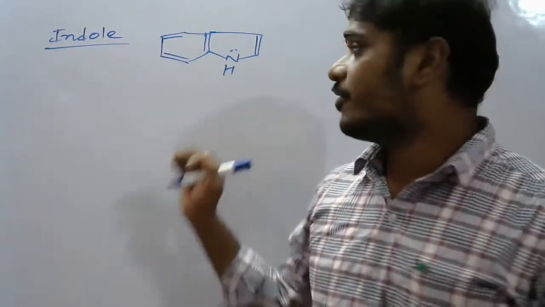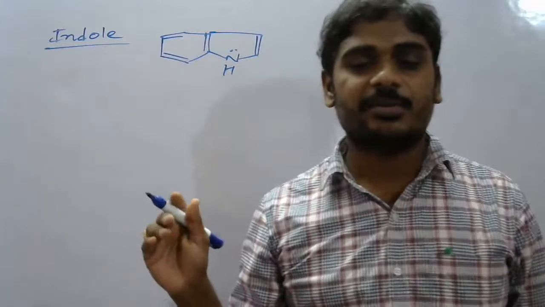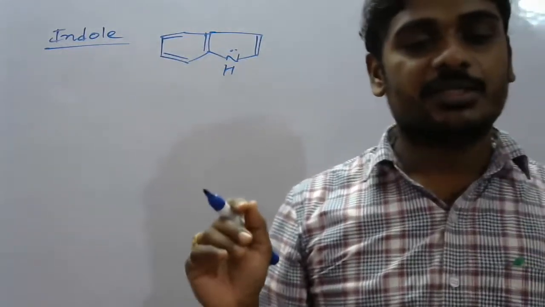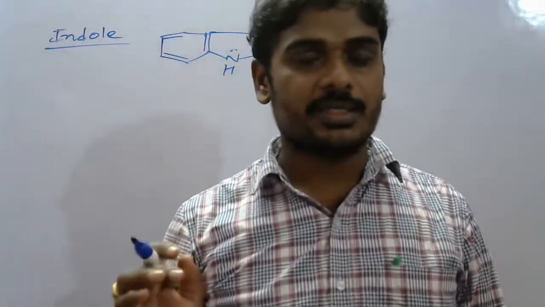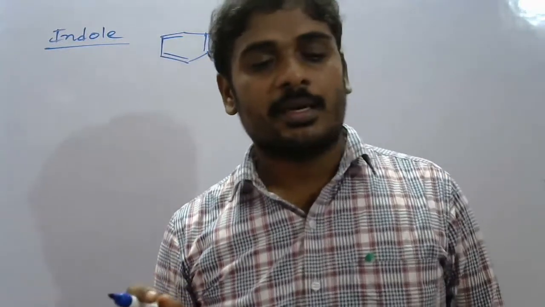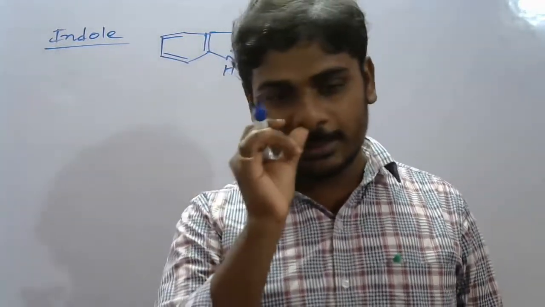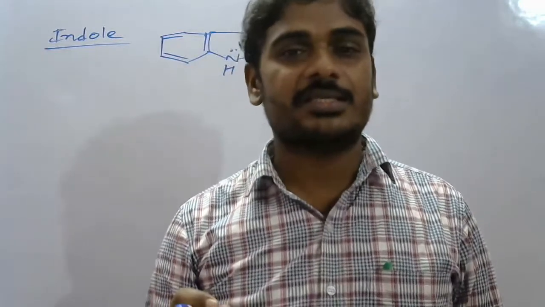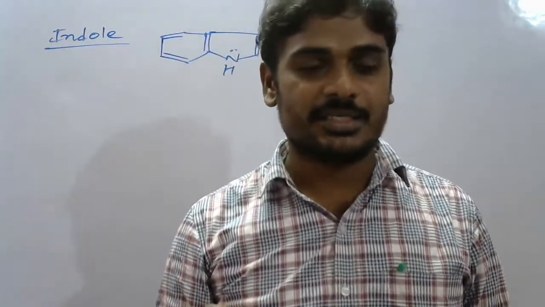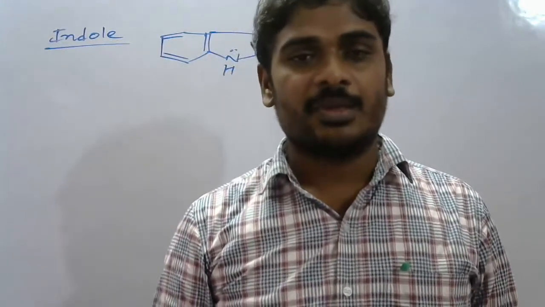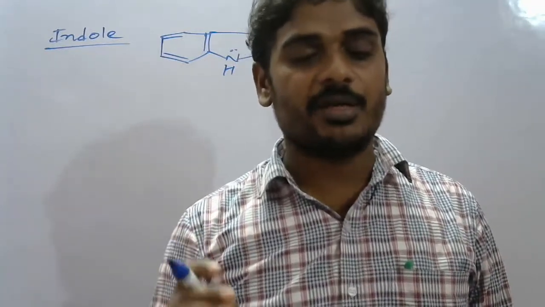Mainly five different methods are there for the synthesis of indole. One is the Fischer indole synthesis. Second one is the Madelung synthesis. Third one is the Nenitzescu synthesis, fourth one is the Bischler synthesis, and fifth one is the Reissert synthesis. So first of all, we discuss the Fischer indole synthesis. The Fischer indole synthesis is mainly used for the preparation of indole derivatives.